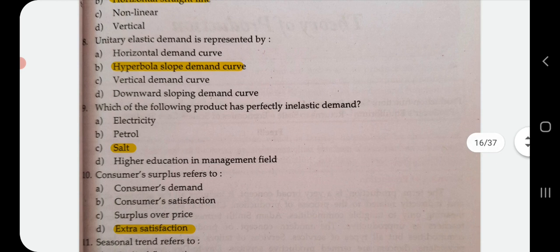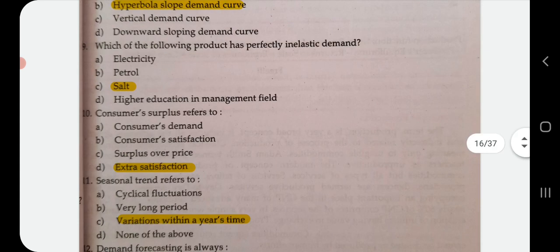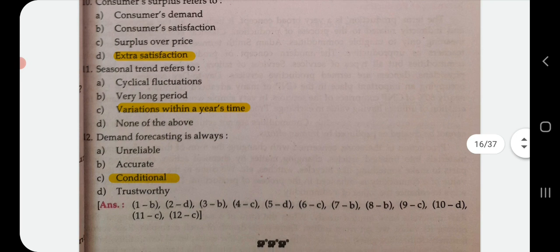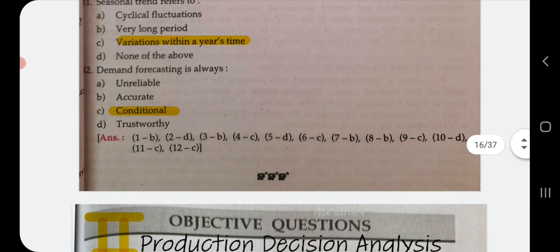Ninth question, which of the following product has perfectly inelastic demand? And the answer is salt. Then 10th question, consumer surplus refers to extra satisfaction. The correct option is D. 11th question, seasonal trend refers to dash dash, and the answer is variation within a year's time. C is the correct option. The demand forecasting is always dash dash. Demand forecasting is always conditional.